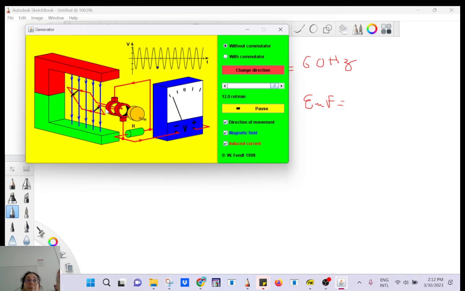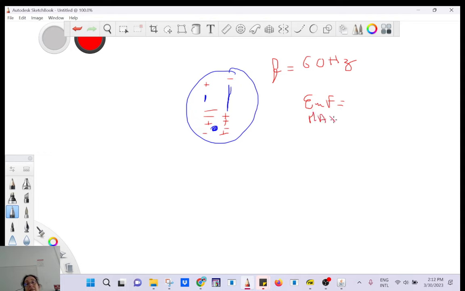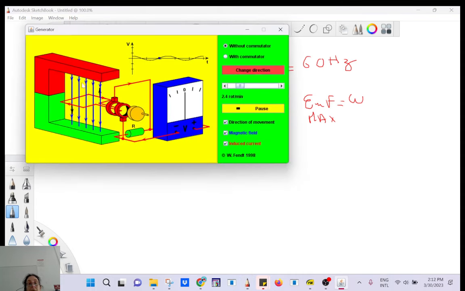And remember, the EMF is not proportional to the flux. It's proportional to the change in flux, the rate at which the flux is changing with time. So as it's going slower, the rate at which the flux is changing decreases, so I get a smaller EMF. So we know that the maximum EMF will be proportional to the rotational speed, or the angular frequency.